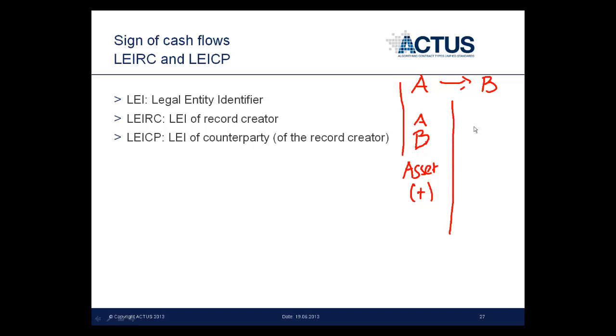B submits the same record with the following difference. They will have LEI of record creator B, and the counterparty will be A, and they will declare it a liability, or a negative contract.